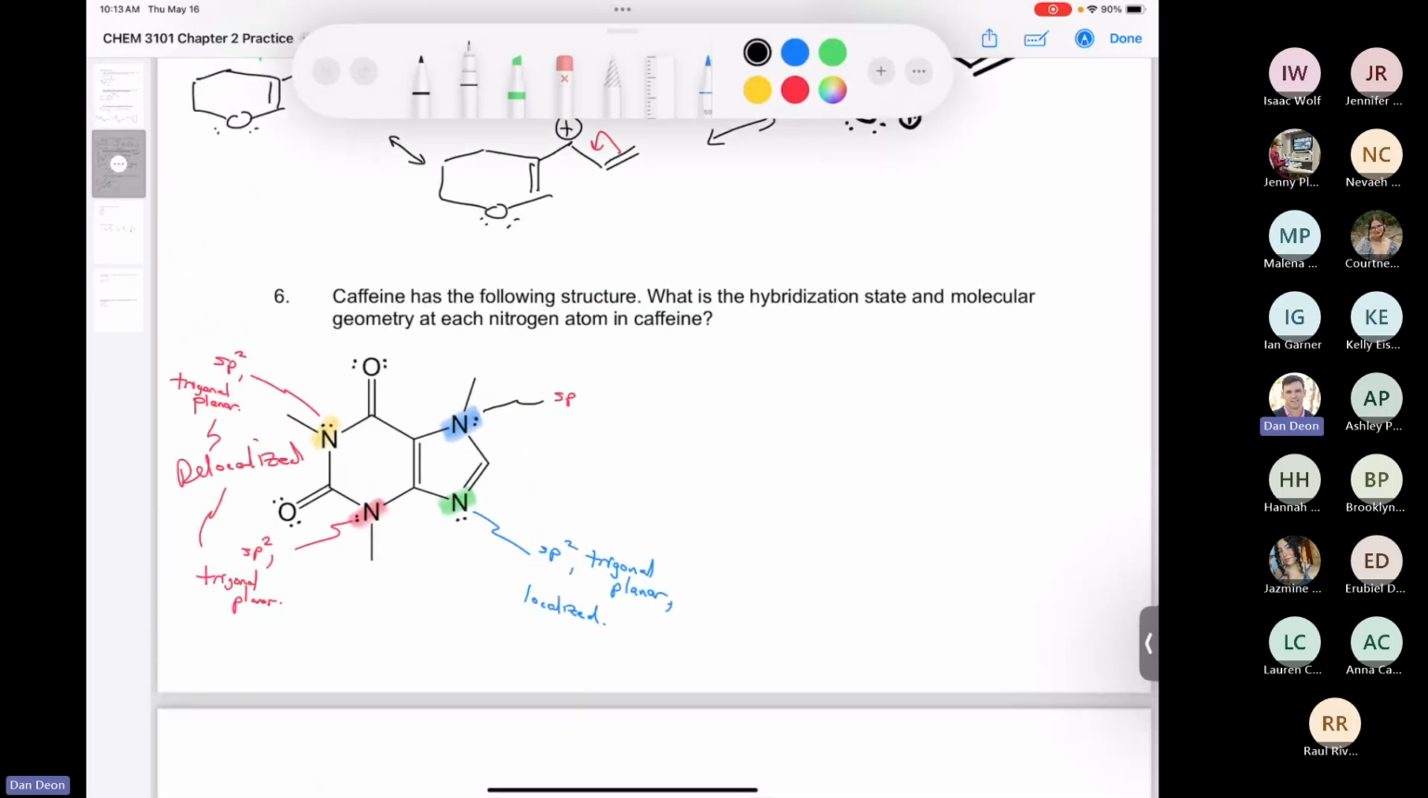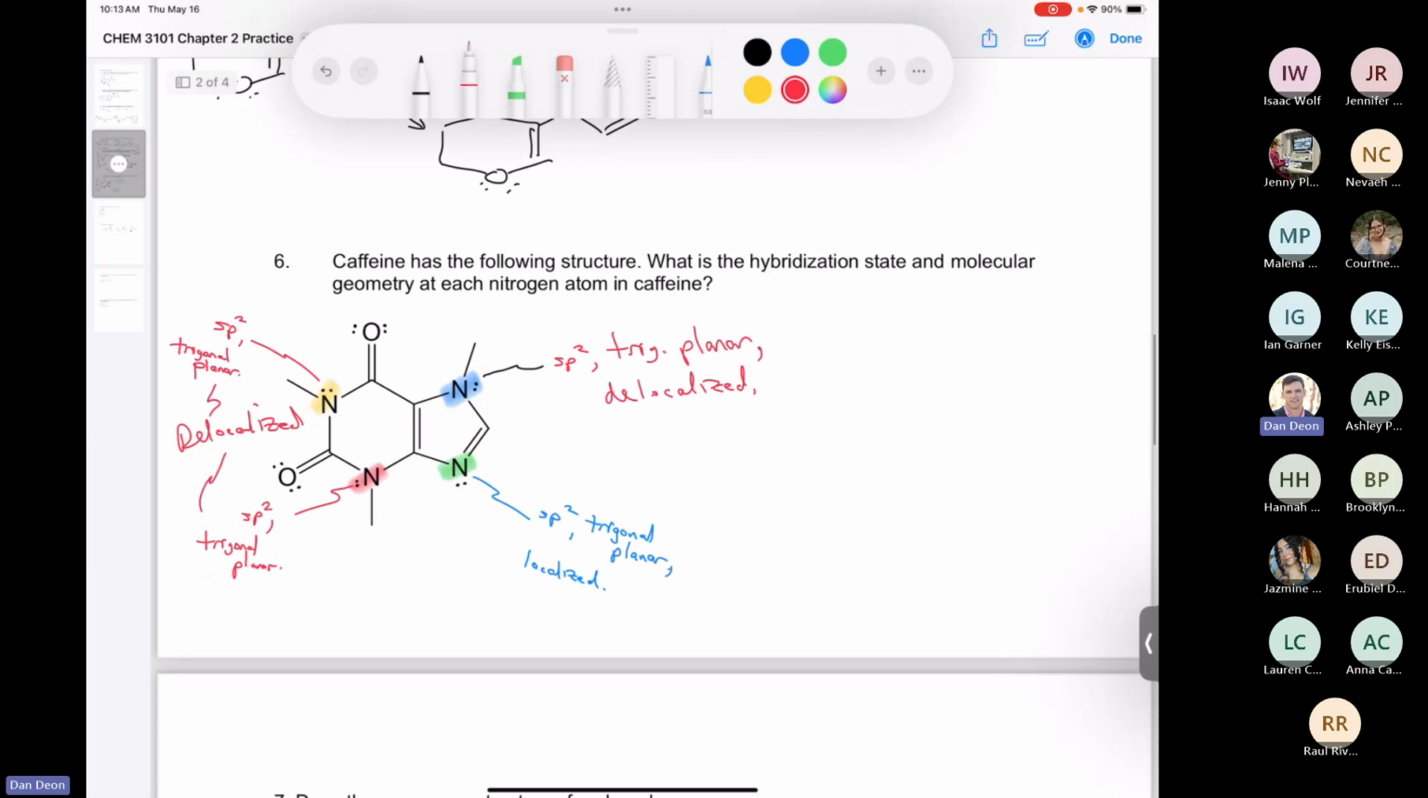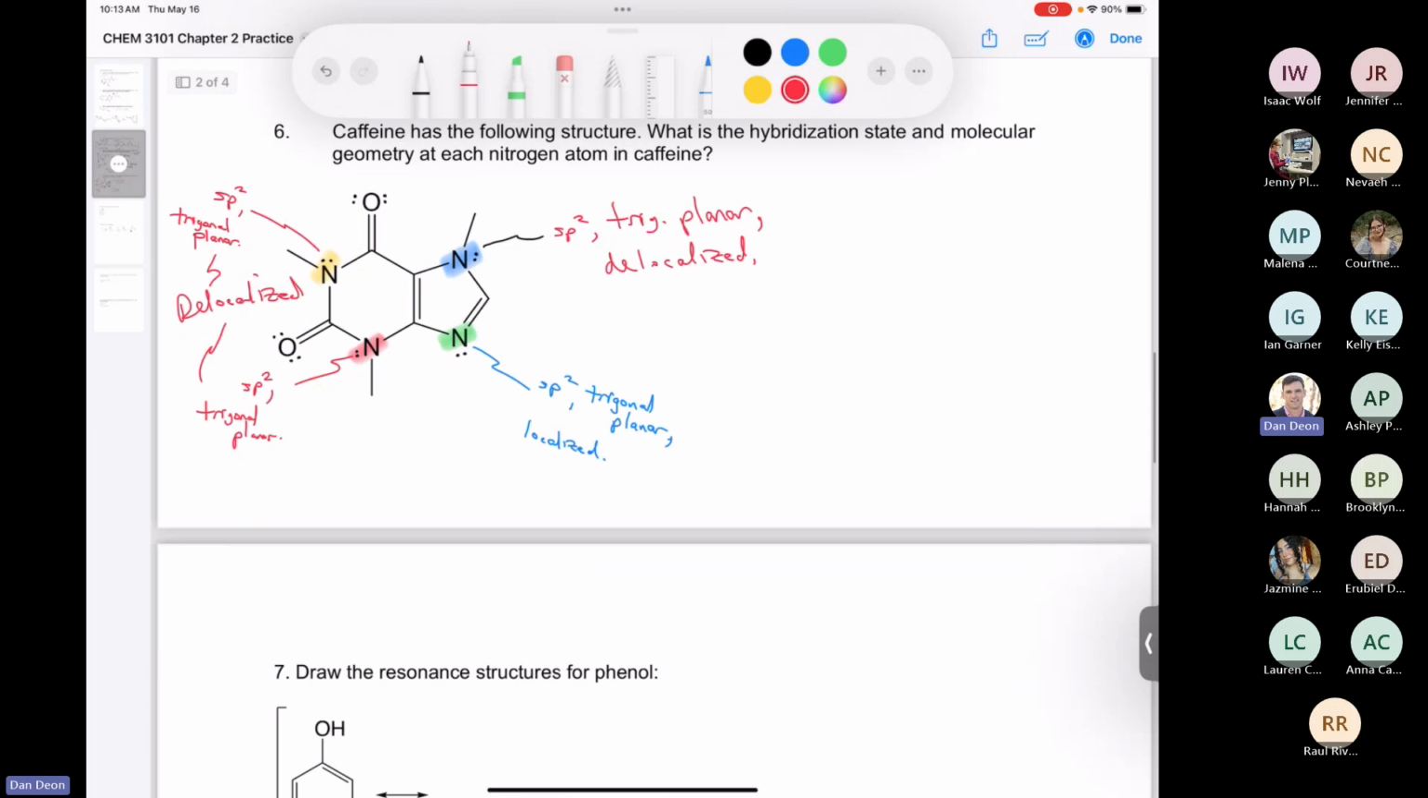So let me try that again. So sp2, trig planar and delocalized. There you go. All right. Cool. Caffeine. Now you know the structure of caffeine. You probably knew it before, but now you get to look at it again.